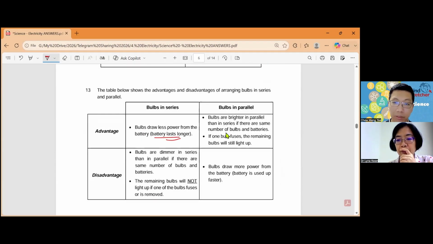Now, the advantage of using parallel is that when one light bulb fuses, the others will still remain lit. This advantage is just the concept. The series circuit is dimmer as compared to parallel, so sometimes you do not want that. That could be a disadvantage. Then the problem is if one of the bulbs fuses in the series circuit, the remaining will not light up because it's in one single pathway. This one I already explained. This one is related to this.